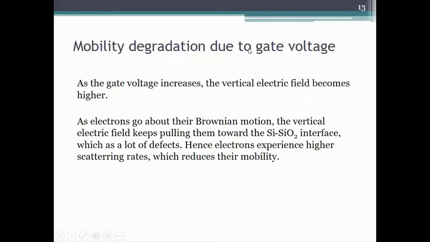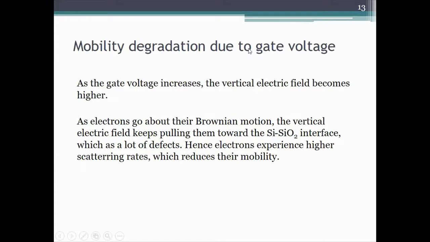It also turns out that the mobility of electrons or holes in the inversion layer varies due to the gate voltage. And this is the only slide I have on this. So very qualitatively, what happens is, if we think of the Si-SiO2 interface, the Si-SiO2 interface is never a very perfect interface. There are always defects along it, and it is not a perfect plane. It is ragged and jagged and all that.